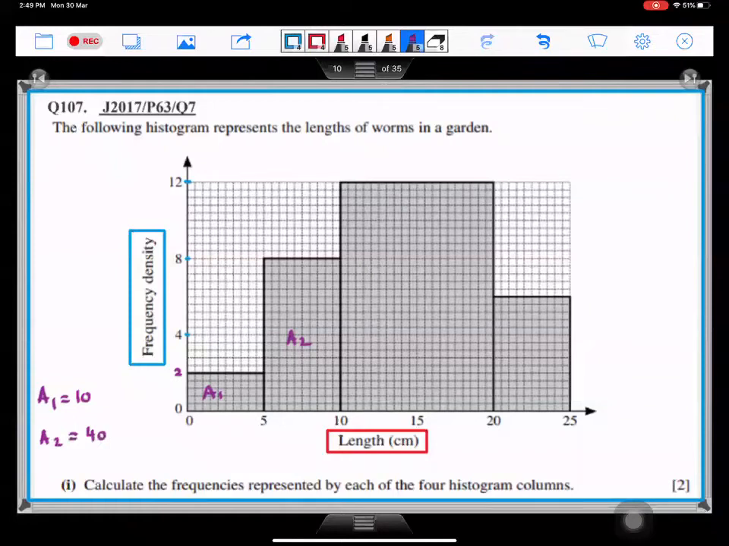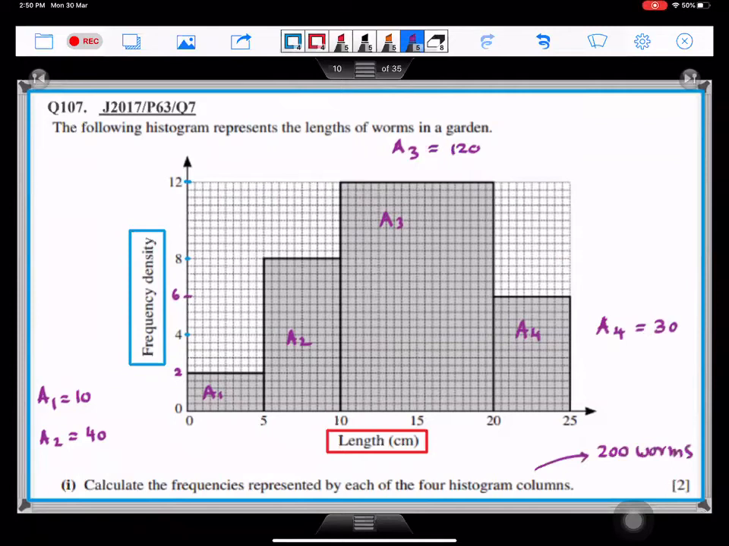Area 3 is 10 till 20, that is a width of 10, and the height is 12. So area 3 is 10 times 12, that's 120. And the last one, 20 to 25, that's a width of 5, and the height is 6. So area 4 is 6 times 5, which is 30. That means how many pieces of information were there altogether? 10 and 40 is 50. 50 and 120 is 170. 170 and 30 is 200. There were a total of 200 worms that were taken into account.